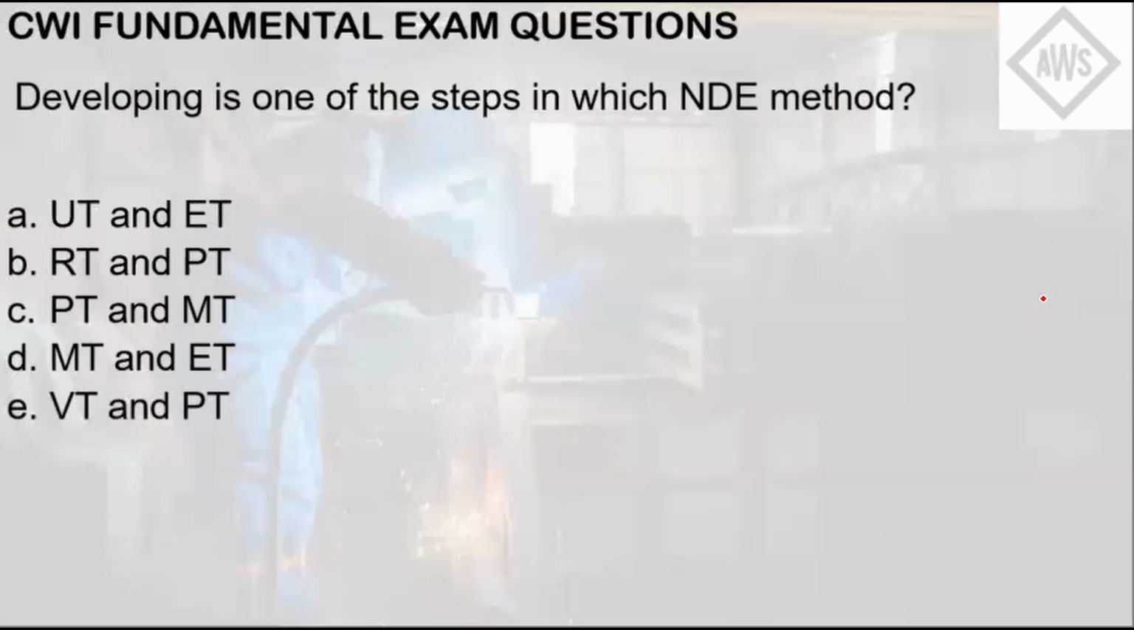If you're familiar with those NDE methods that will most likely appear in Part A of the exam, developing is part of radiographic testing and penetrant testing, which is letter B. Developing is part of the film production, the generation of the image in the films, and the developer being applied in penetrant testing is of course part of PT. So the answer here is letter B.